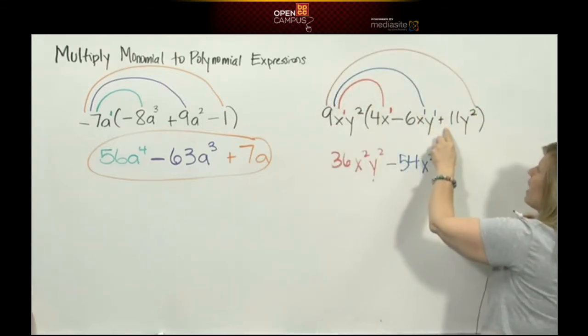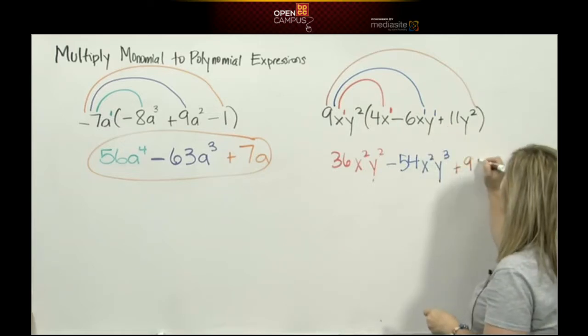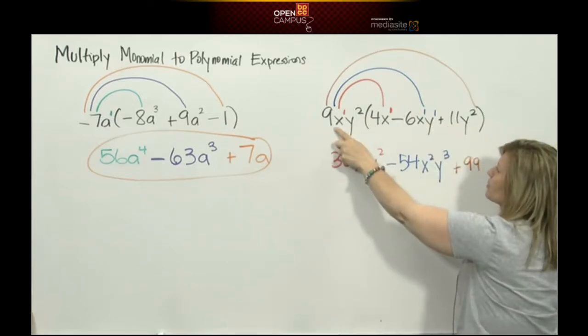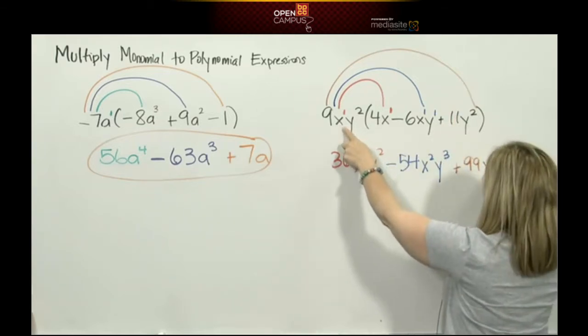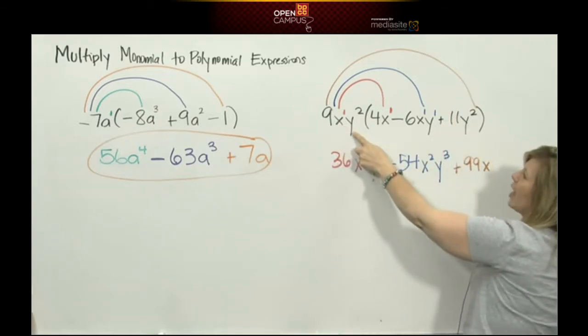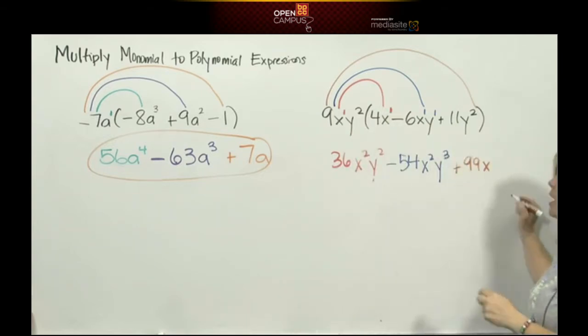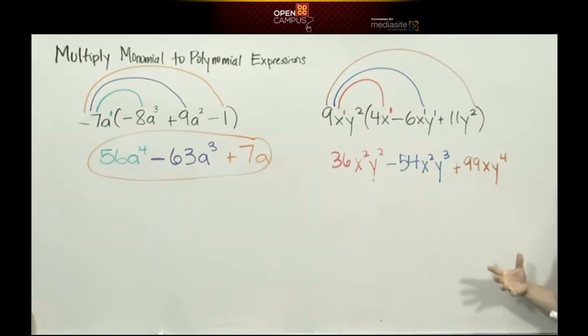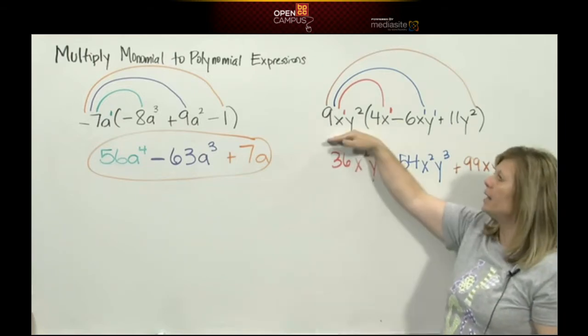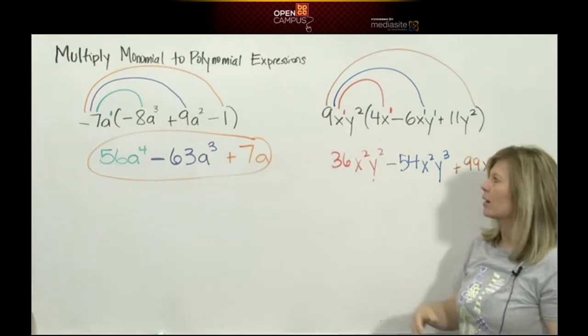9 times positive 11 would be positive 99. We have an x. Well, there is no x here. We don't forget about the x, you just bring it down. You just write x. We have y squared times y squared, and that would make y to the fourth. So all we learned right now is you could do the distributive property with any type of monomial, whether it be a number or a variable or a product.